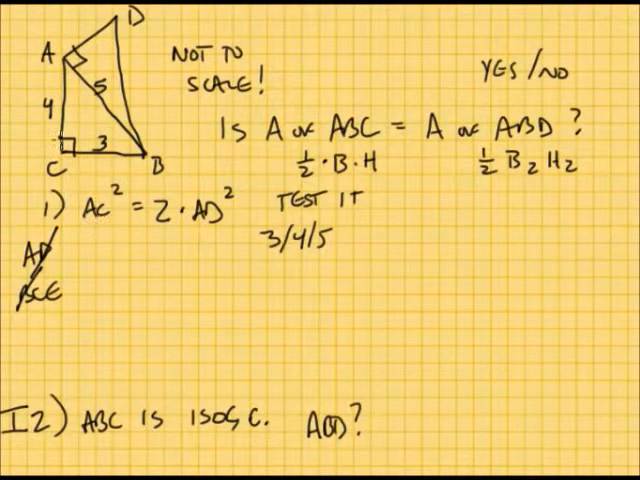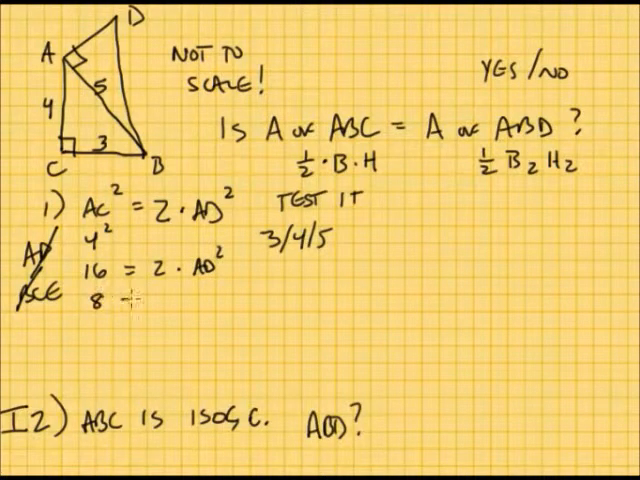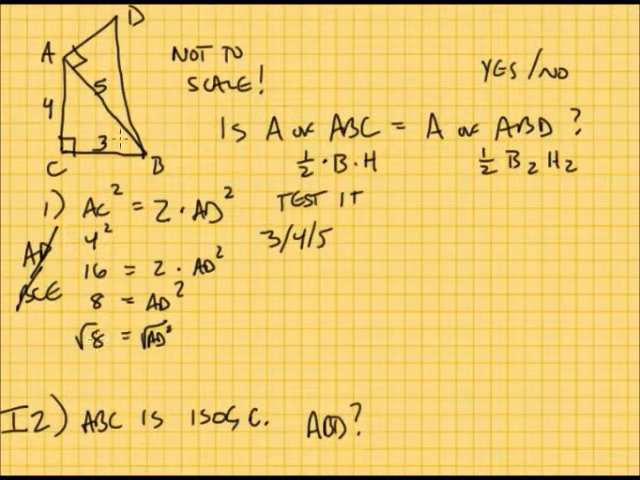Since AC is 4, that means this equals 16. That's equal to twice AD squared. And now you're just a couple of math moves away. You would figure out that AD is equal to the square root of 8. So I'm going to plug that into the picture.